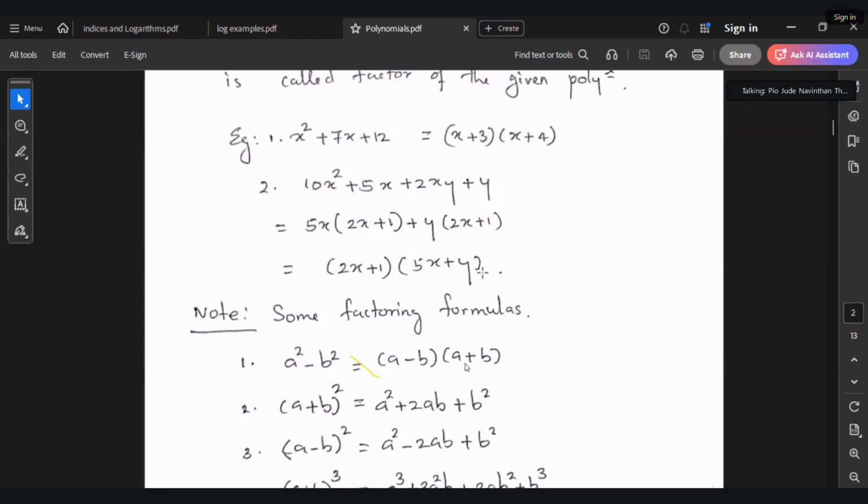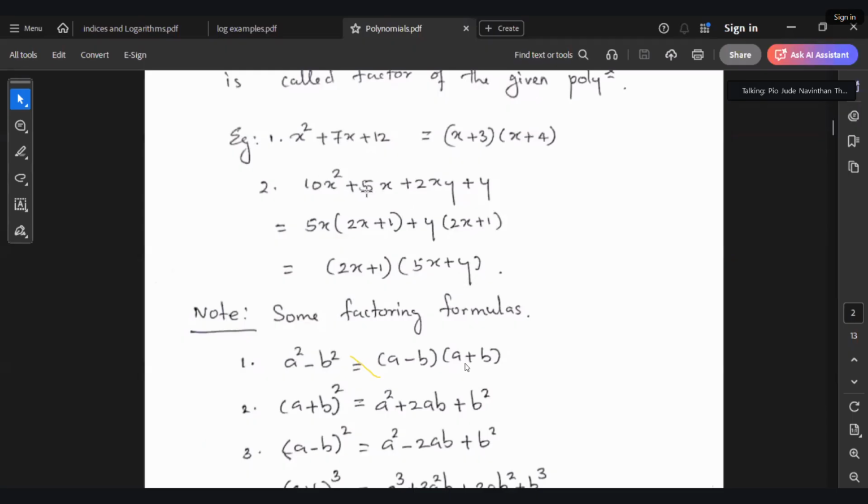This is the alert, right? So if you get something else here, you have to stop. Somewhere you are making a mistake. So if you have these two things, now you can see 2x plus 1 is a common factor again. Then you can write 2x plus 1. So here 5x is balanced. Within the bracket, you can put 5x plus y, then close the bracket.